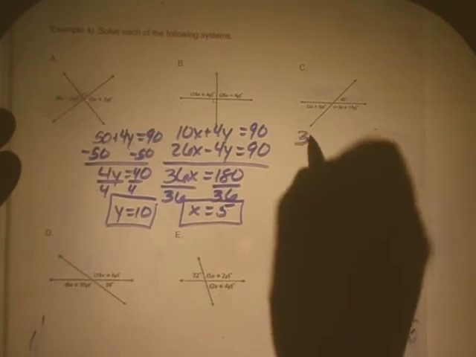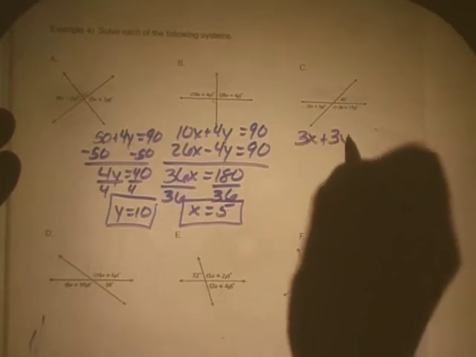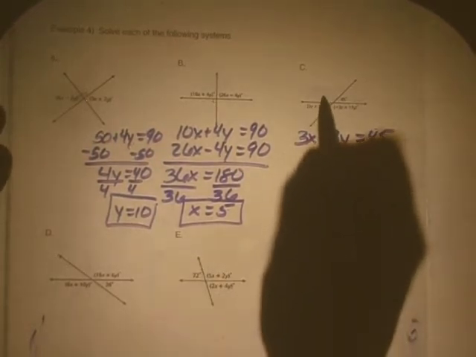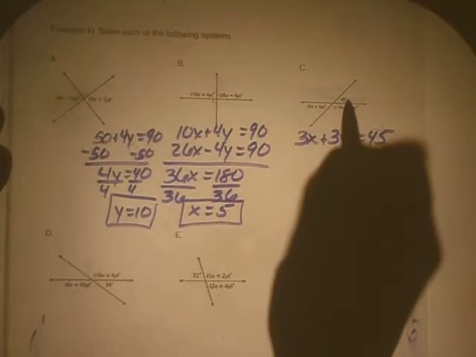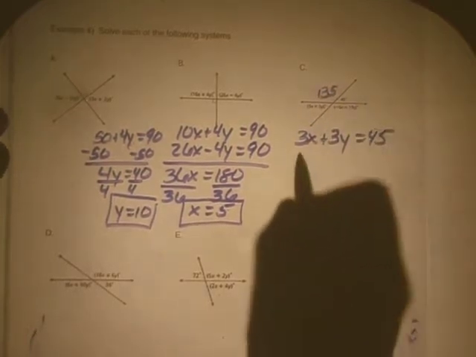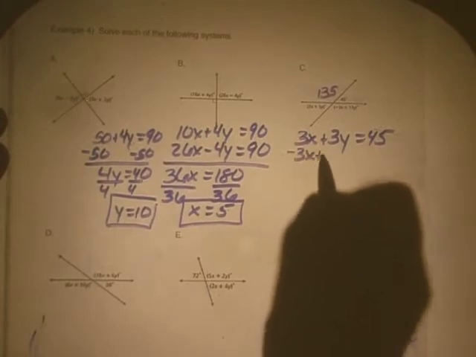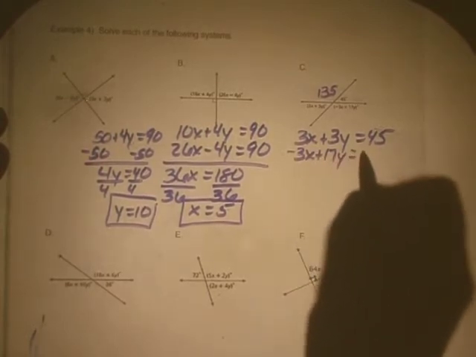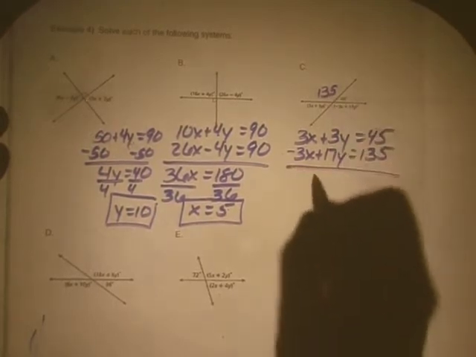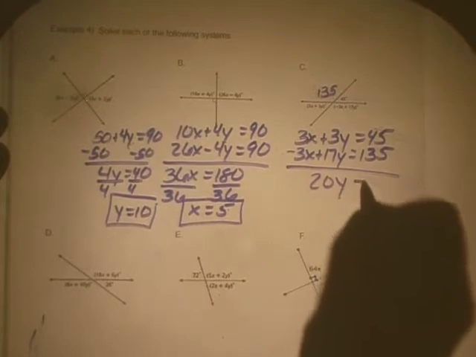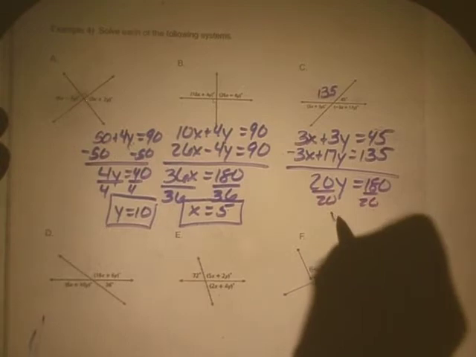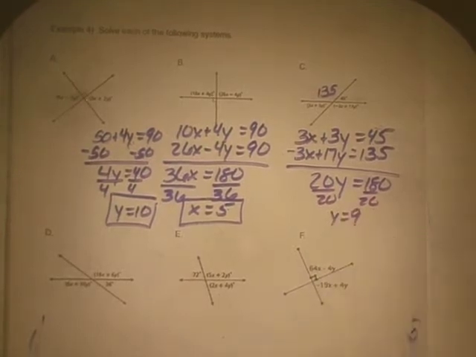The next one, we will have 3x plus 3y equals 45. This angle right here is not 45. 180 subtract 45 is 135. So negative 3x plus 17y is going to equal 135. Adding going down, you will have 20y equals 180. And y ends up equaling 9.